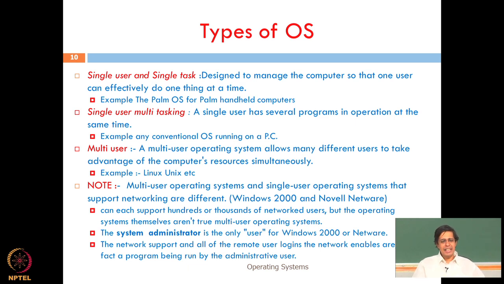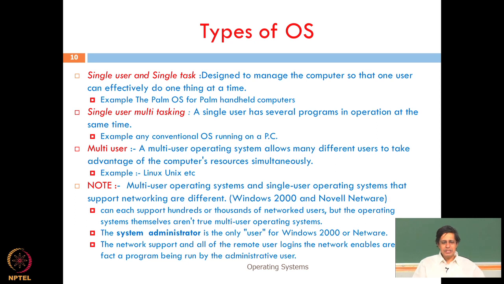A single user multitasking operating system is one where a single user has several programs in operation at the same time. For example, any conventional OS like your Linux or Windows. A multi-user operating system allows many different users to take advantage of a computer's resources simultaneously. For example, your Linux or Unix servers, where many people can log in. A mail server is an example of a multi-user operating system.